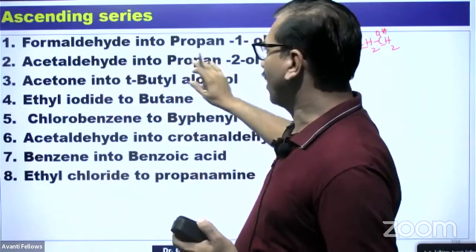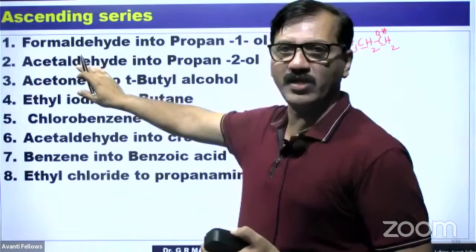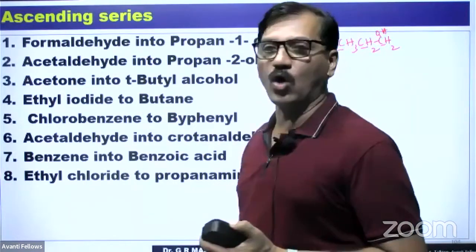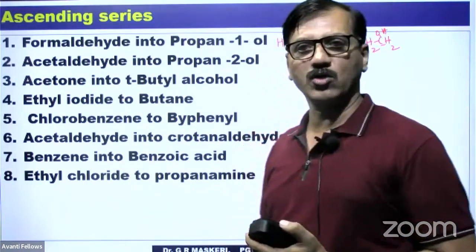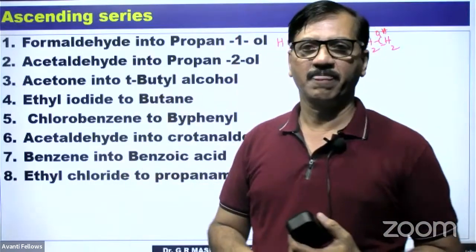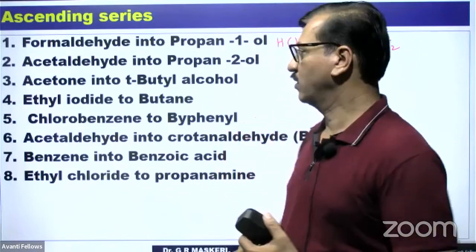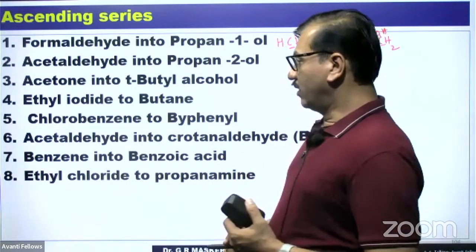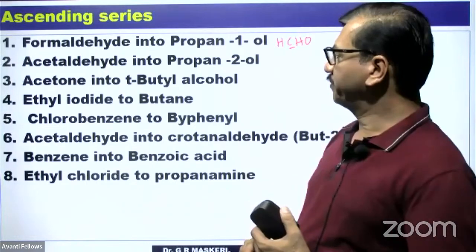Acetaldehyde, CH3CHO, to propane 2-ol, 3 carbon atoms. The word root prop means 3 carbon atoms. These are all examples of ascending of series. Let us see which reactions we can use.